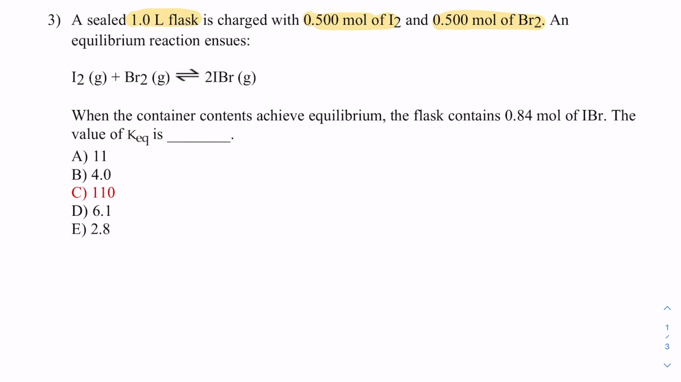Another important sentence we should notice is it says when this container achieves equilibrium. And then this is what you have. Which means the ones that I highlighted in yellow are the initial amounts, what you have initially. Initially those are the two reactants you had, and then at equilibrium you have 0.84 moles of IBr. So that's the information we're given, and it's asking you about Keq.